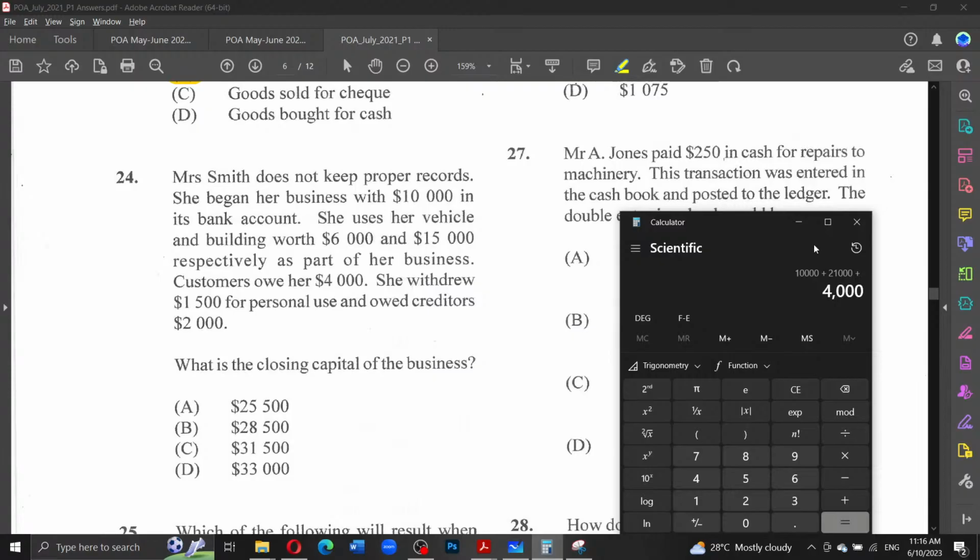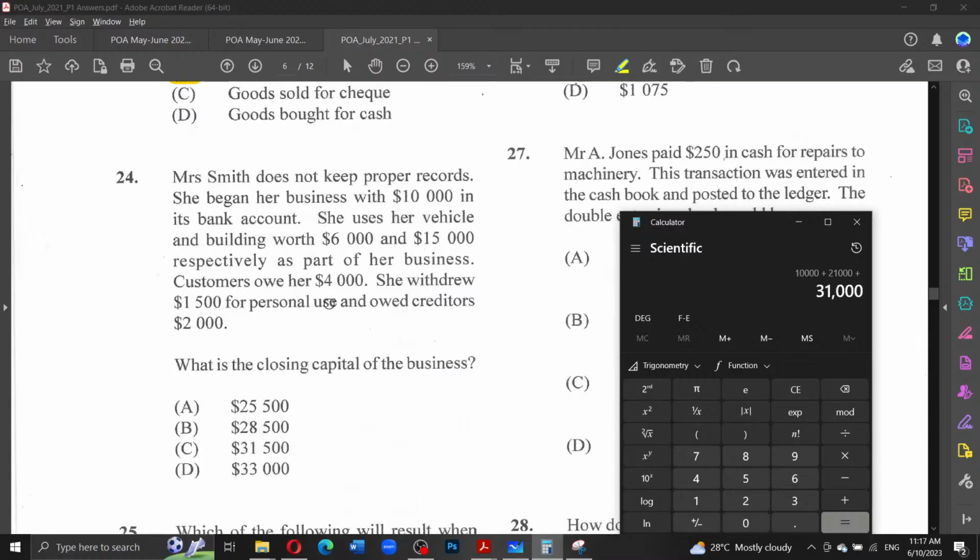Alright, so let me start with this question. This question here can be worked in two ways. I think the best way though is using the accounting equation. So let's use that. The person began the business with $10,000 in the business, right? So this here is bank, so bank is 10,000. Then you have the building. Alright, you have two assets here worth 21,000.